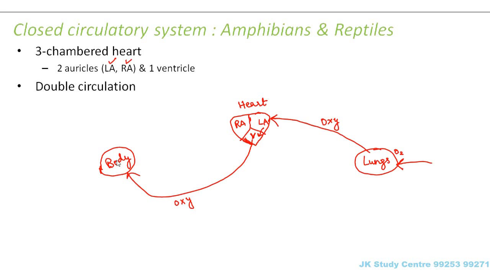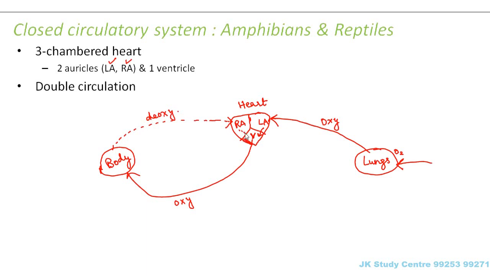So carbon dioxide will be released in each cell. This carbon dioxide will get mixed with the blood. So the blood coming out from different parts of the body will be the deoxygenated blood. So this deoxygenated blood will then reach the right auricle of the heart, because auricle is again the receiving chamber, so it will receive the deoxygenated blood.